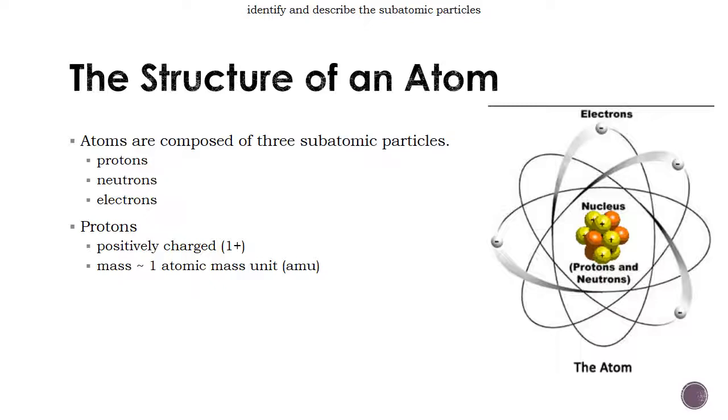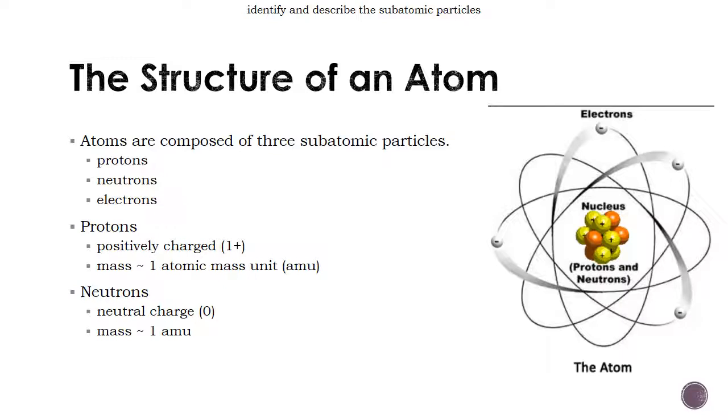You'll see that the other particle in the nucleus is the neutron, and neutrons, you can see over here, are the orange particles. Those are neutrally charged, thus the name neutron. They have no charge, so there is 0 charge in a neutron. And their mass is also right about 1 atomic mass unit. So a proton and a neutron are right about the same mass. They're not exactly the same mass. A neutron is actually slightly heavier. But for our purposes for now, we can just say they both have a mass of about 1 AMU.